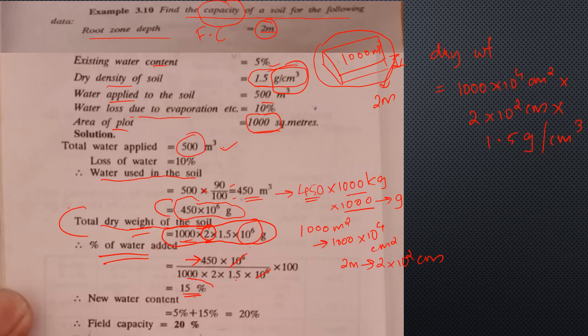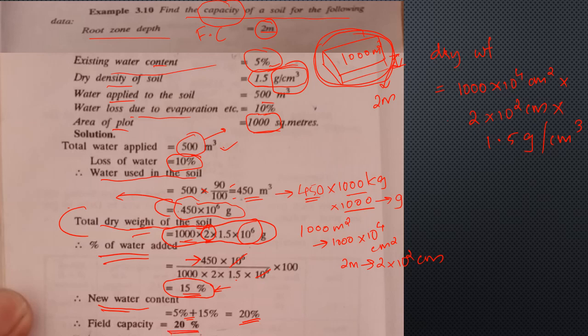Now this is the water content after adding 500 meter cube and then after removing the 10% of water as losses, that is after adding 450 into 10 raised to 6 gram of water into the soil volume, the water content of the soil will be obtained as 15%. Now there is existing water content of 5%, therefore new water content is 5 plus 15, that is equal to 20%. Therefore field capacity will be obtained as 20%.